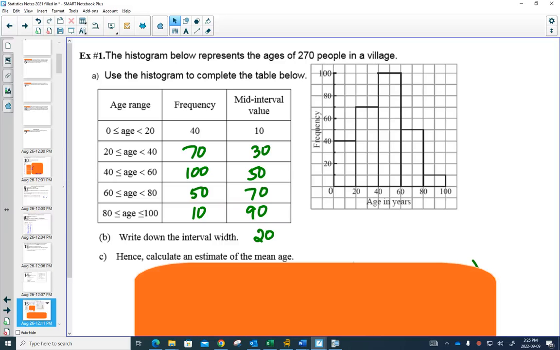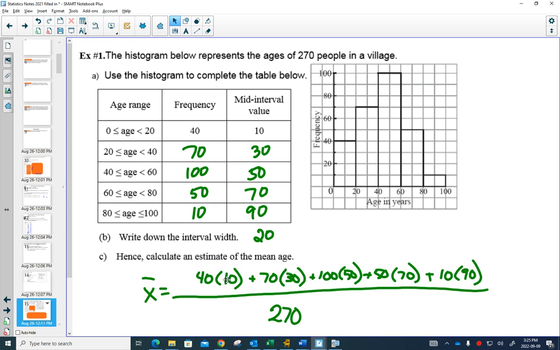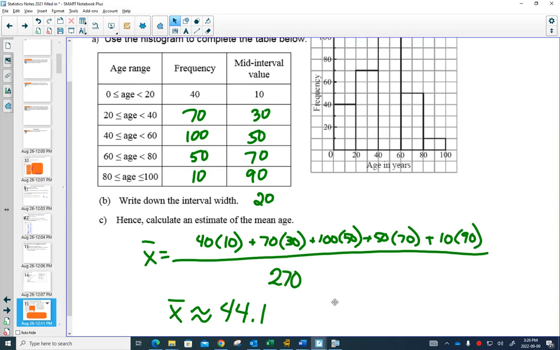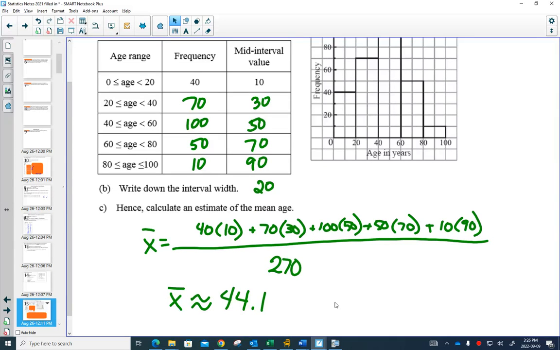So if you wanted to calculate this by hand, you would have 40 10-year-olds, 70 30-year-olds. How would I write that? 40 times 10, plus 70 times 30, plus 150-year-olds, plus 57-year-olds, plus 10 90-year-olds, and that would, on the top, add up all the ages of everyone. And then you have 270 in total. So divide by 207.